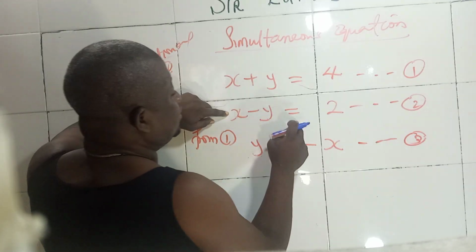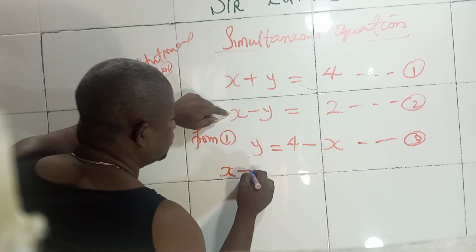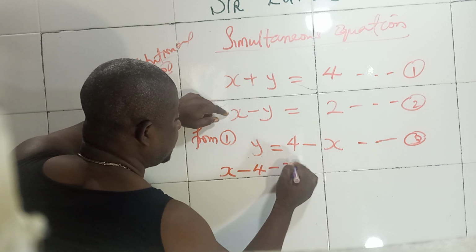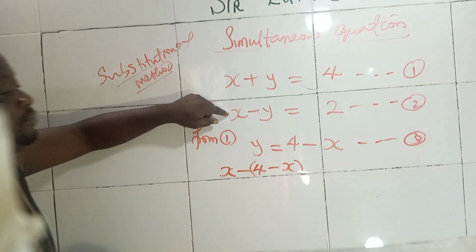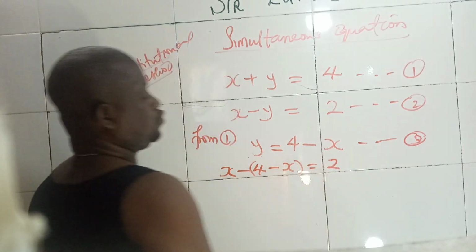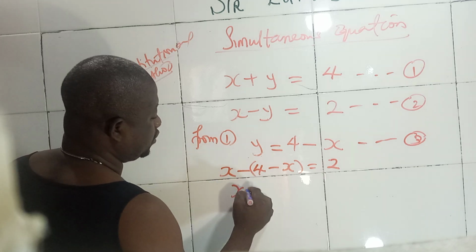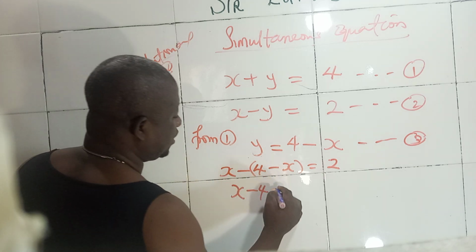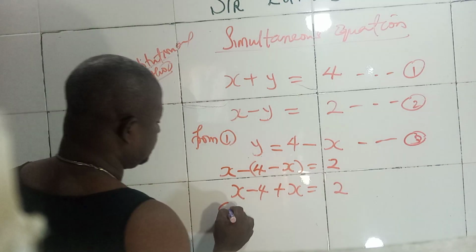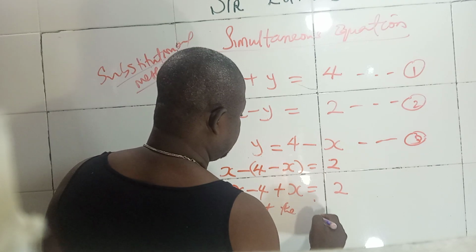x minus y is equal to 2. So you now say that x minus, what is your y? y is 4 minus x. Always use your bracket. Is equal to 2. So from here now, you can say that x minus times 4, that is minus 4, minus times minus, that's plus x is equal to 2. So you collect the like terms.